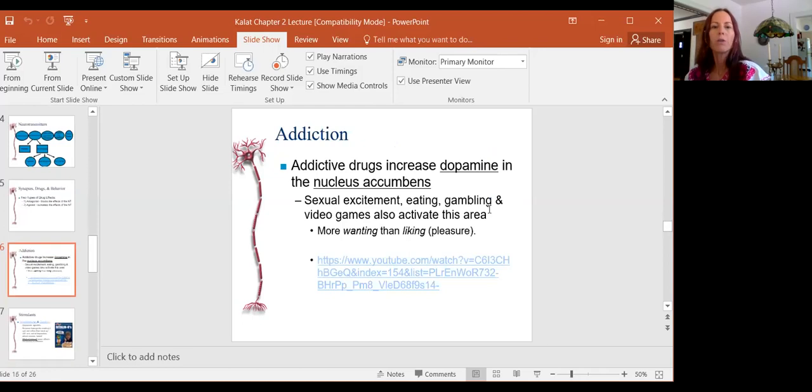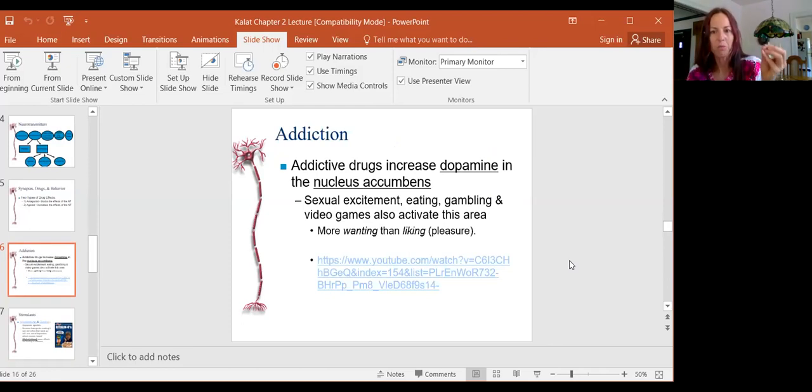Okay, so this relates to addiction because addictive drugs, all of them, are dopamine agonists. Every addictive drug has one thing in common: it increases dopamine. And increasing dopamine seems to lead to addiction.